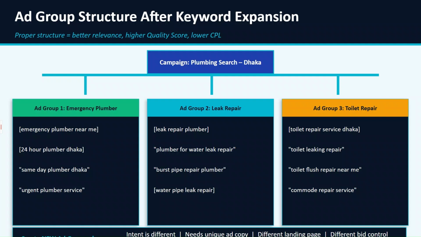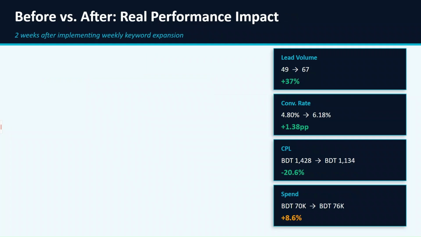So the rule is simple: if a new keyword has the same intent and the same landing page as an existing group, add it to that group. But if it needs different ad messages or a different landing page, create a new ad group for it. I hope you can understand.